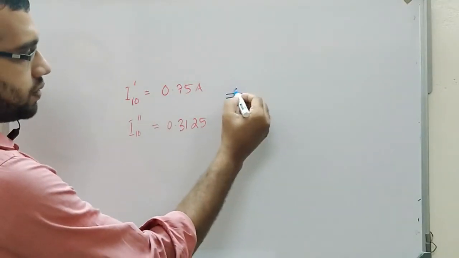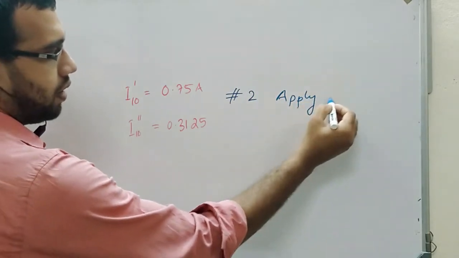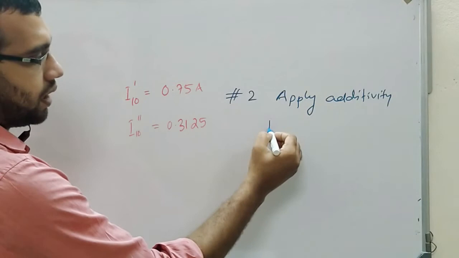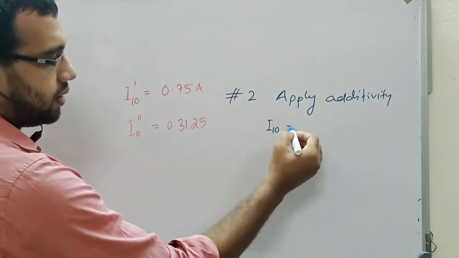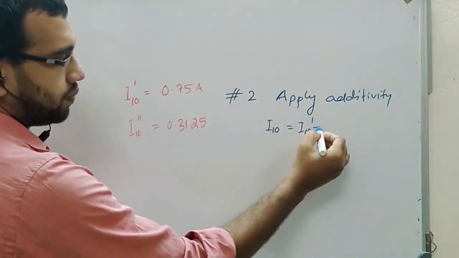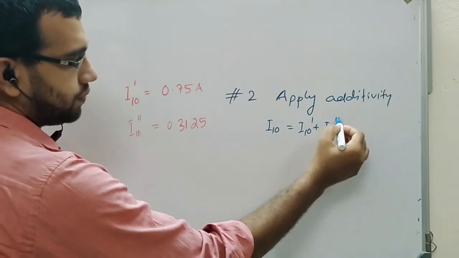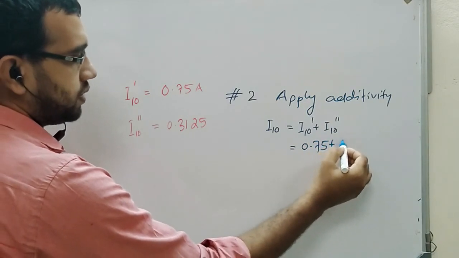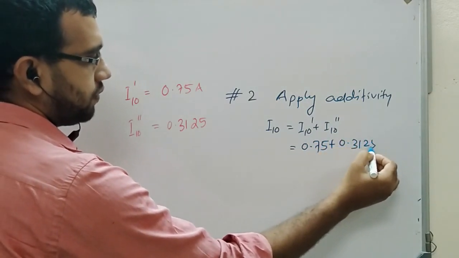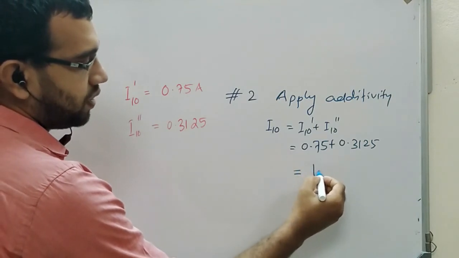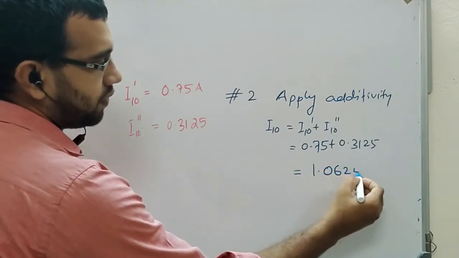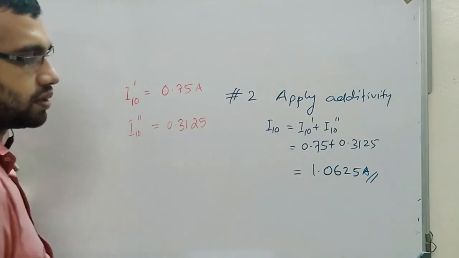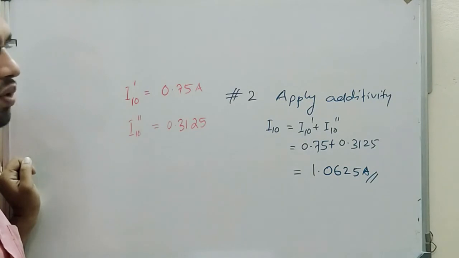So the next step is to apply additivity. When we are applying additivity, the current through the 10 ohm resistor I10 is equal to I10 dash plus I10 double dash, which is equal to 0.75 plus 0.3125, which is coming as 1.0625 ampere. So 1.0625 ampere is the current flowing through the 10 ohm resistor.